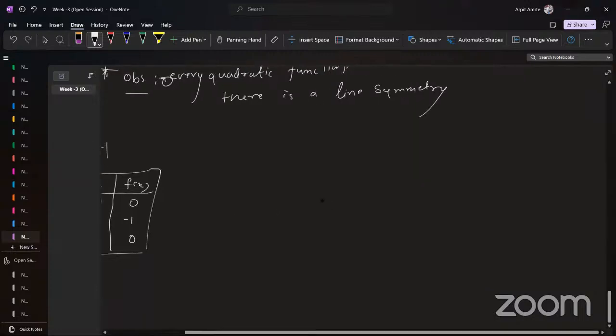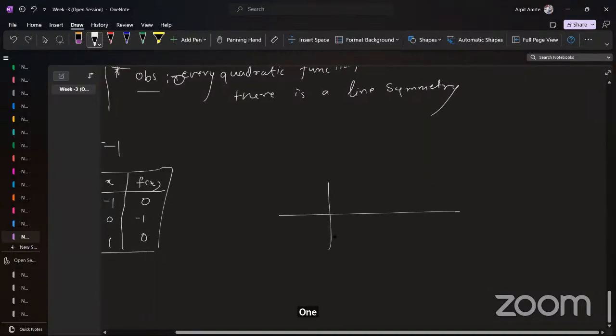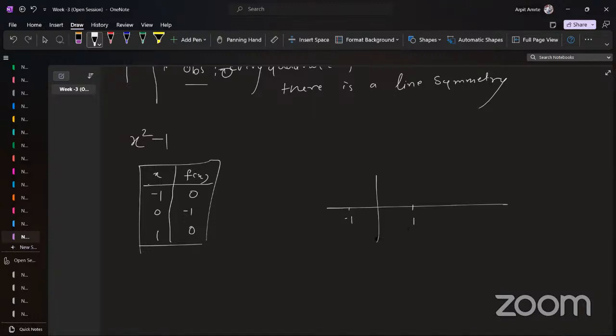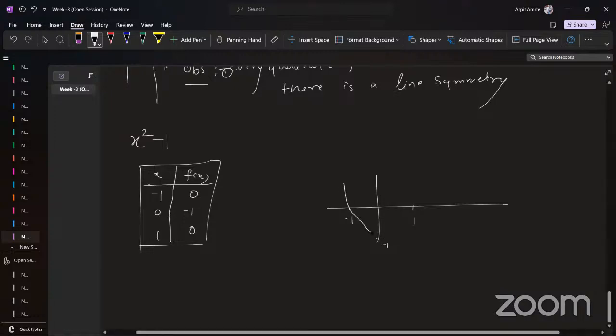Three points are sufficient for me because I know how this graph will look. Further, I will let you know for a quadratic function what points we will require. So for minus 1, this function is 0. For 1, this function is 0. And for 0, this function is minus 1. So your function looks like this.